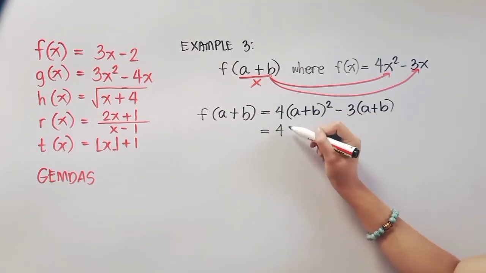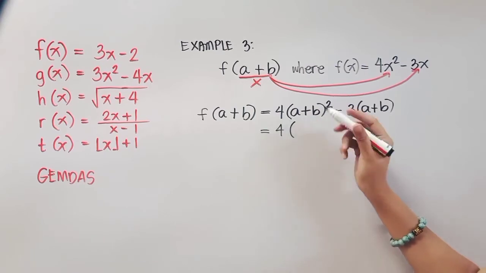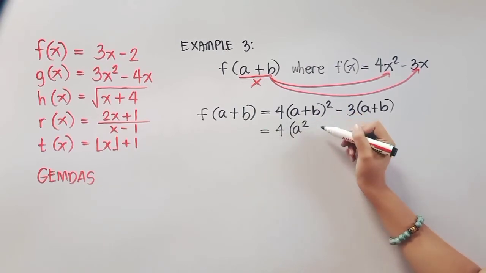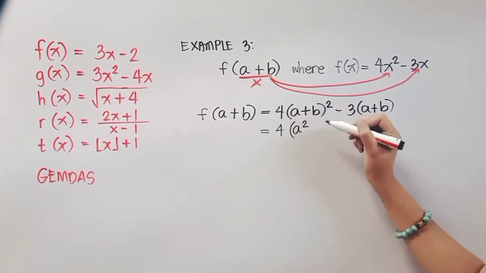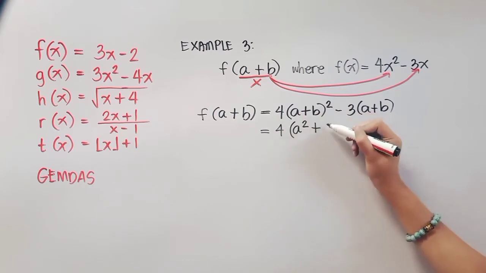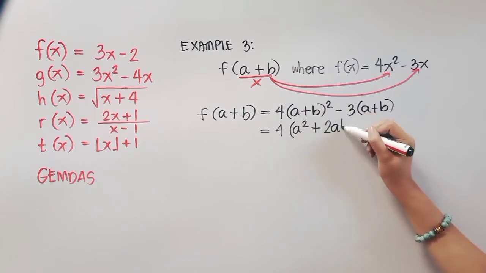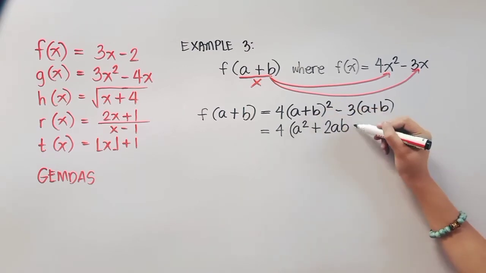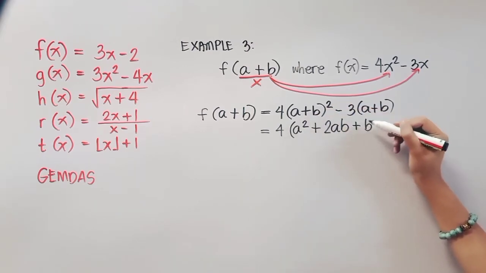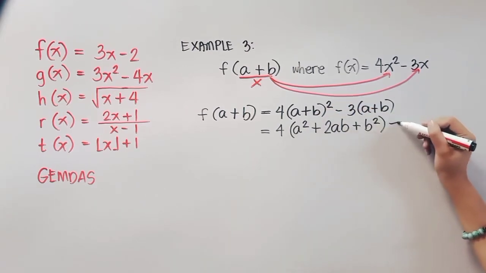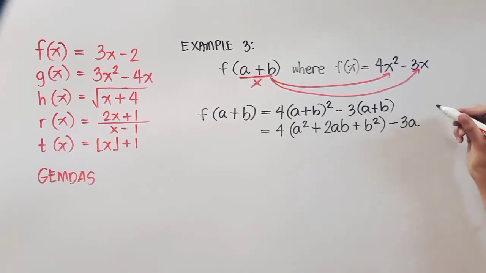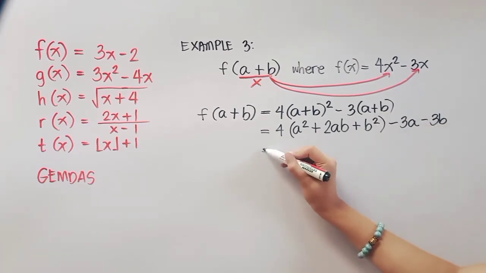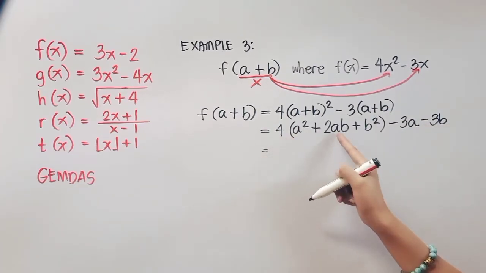Now we have here an exponent of 2, so that's a raised to 2 is a squared, and then a times b times 2, that's 2ab. And then b raised to 2, that's positive b squared. Now distribute negative 3, so that's negative 3a and then negative 3b. Now let us multiply 4 on all terms here.